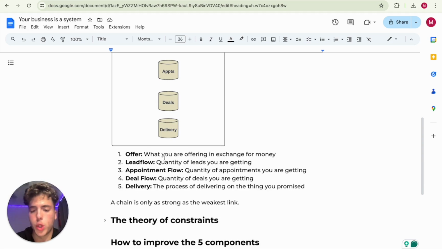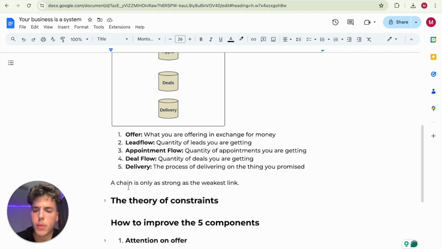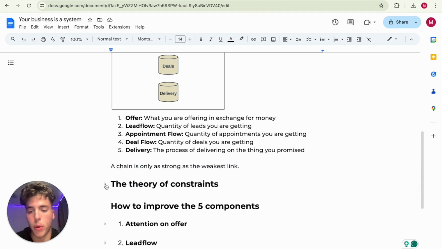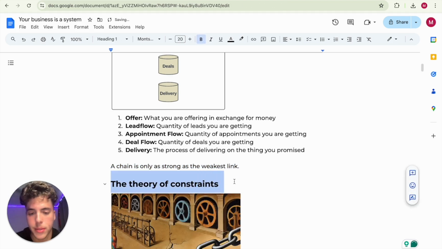The offer is what you are offering in exchange for money. What is lead flow? It's basically quantity of leads you are getting. What is appointment flow? It's basically quantity of appointments you are getting. What is deal flow? It's basically quantity of deals you're getting. What is delivery? It's simply the process of delivering on the thing you promised. A key thing you need to keep in mind is that a chain is only as strong as the weakest link. That leads us into the next point, which is the theory of constraints.